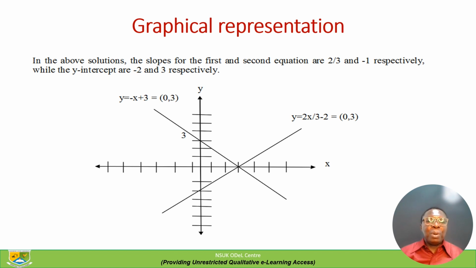So, graphical representations. In the above solutions, the slopes for the first and second equations are 2/3 and -1 respectively, while the y-intercepts are -2 and 3 respectively. You can study it critically from the graph below. You can see that y = -x + 3 passes through (0, 3). If you check the y-axis and the x-axis, you will see that y = 2x/3 - 2 is also at (0, 3).